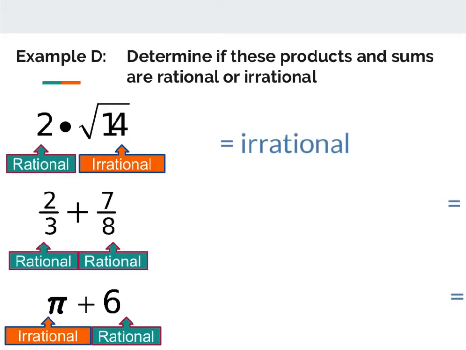For the second one, I've got a rational number and a rational number. Now don't worry, I'm not asking you to add fractions. I know we're not big fans of that, but I'm just looking for if it's rational or irrational. Since I've got 2 numbers that are rational, my answer will be rational.